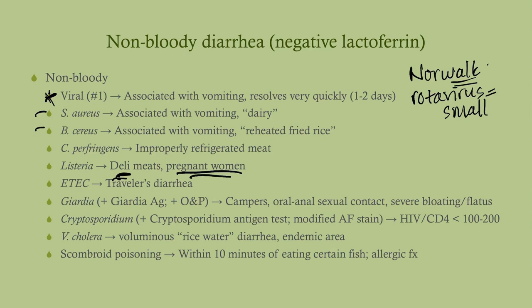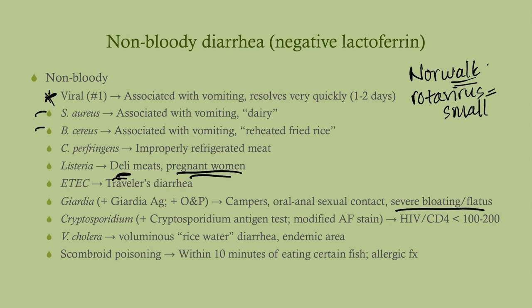Giardia is associated with campers and oral-anal sexual contact. These patients get severe bloating and flatus because this is a malabsorptive diarrhea, so look for all those signs of malabsorption. They're going to have a positive fecal fat, and ova and parasites naturally, because this is parasitic. You can also get a Giardia antigen if you really want to be specific.